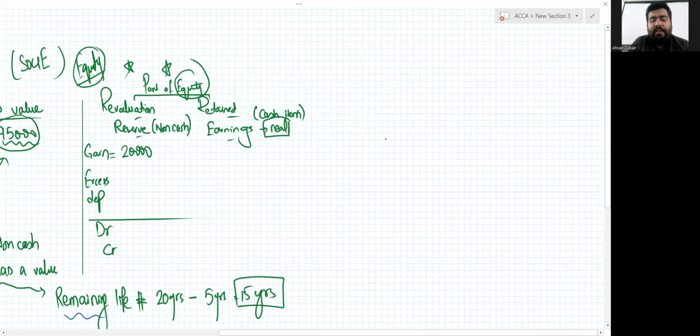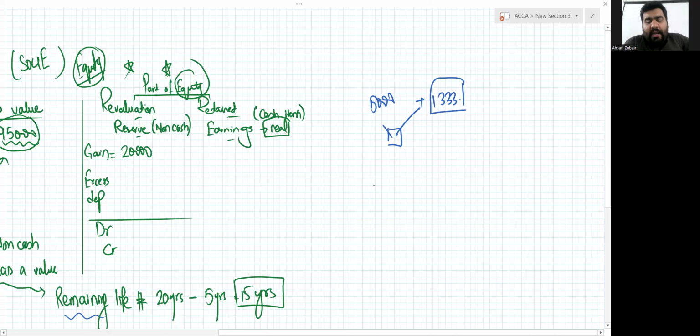Okay. So now what happens when we calculate this 1,333? Let me come to this point: there was an asset that was depreciating 5,000, but now 6,333, so 1,333 is depreciating more. So what happens? I told you in SOCIE, in the equity portion, that in revaluation you have all non-cash items, and in retained earnings you have all real items. Real items mean cash items.